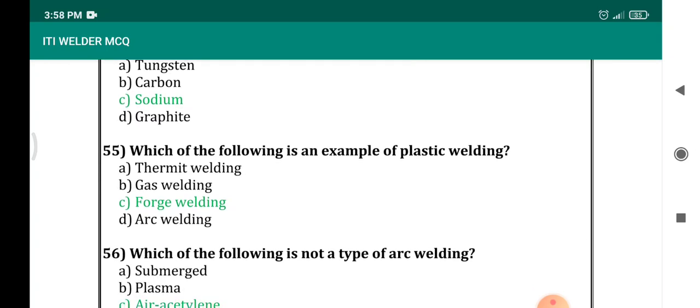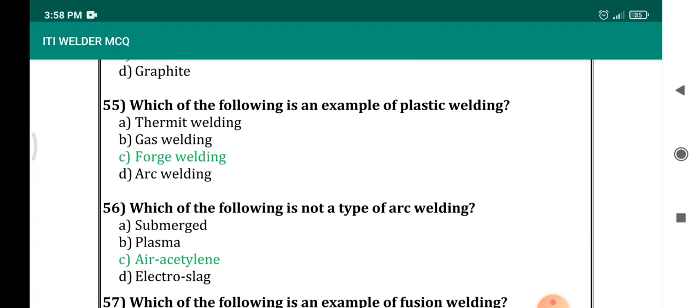Which of the following is an example of plastic welding? In thermit welding, gas welding and arc welding, the operation is carried out in a molten state. In forge welding, the welding is done in a plastic state, so it is called plastic welding.